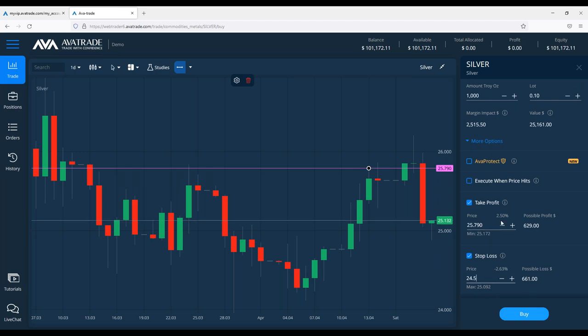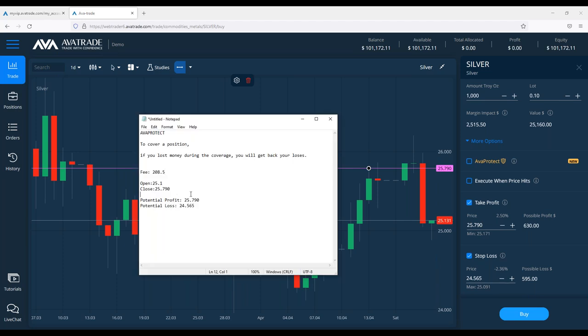Now, what is written here is the potential profit, which is 630, and potential loss of 580 and moving. Now that actually means that if we're taking a buy now, at this price, and it gets all the way to here, which it did yesterday, we are going to make $630, with a fee of 208.